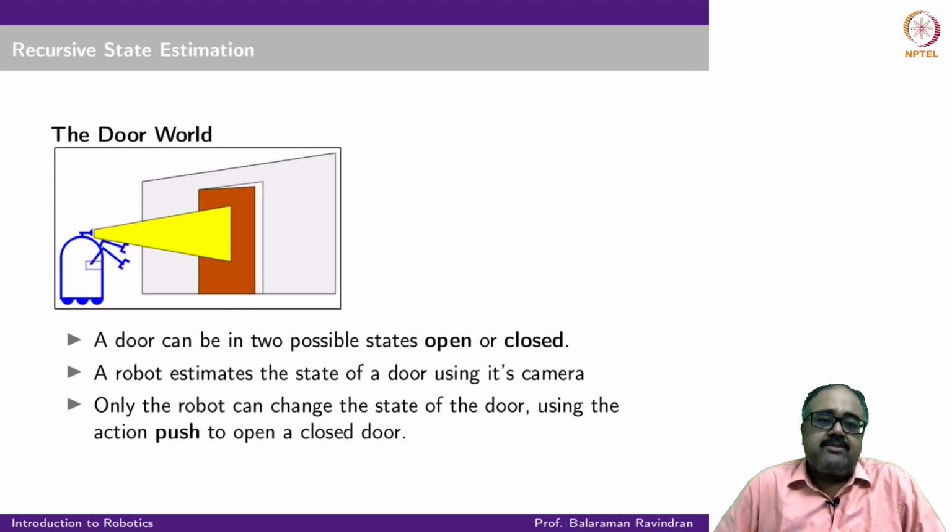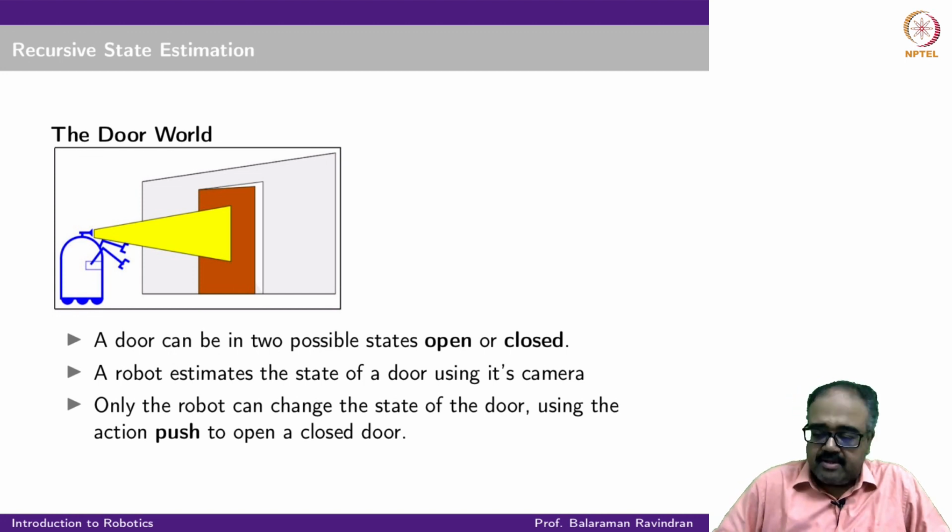So really the robot has two action choices: whether it's going to push or whether it is going to do nothing. The robot can just stand in front of the door and keep looking at it without doing anything to the door. So these are the two possible actions. Two possible states, open or closed; two possible observations, open or closed; and two possible actions, push or do nothing. Is that clear?